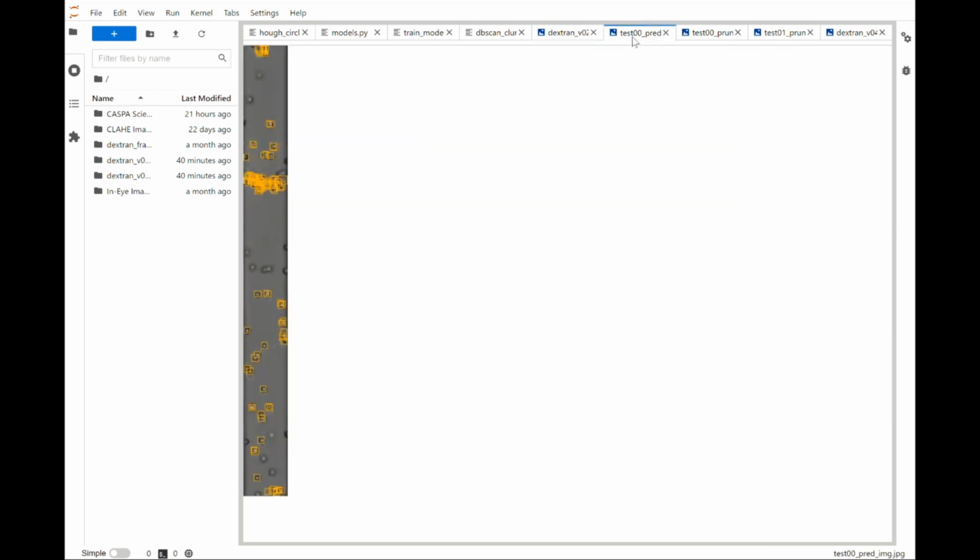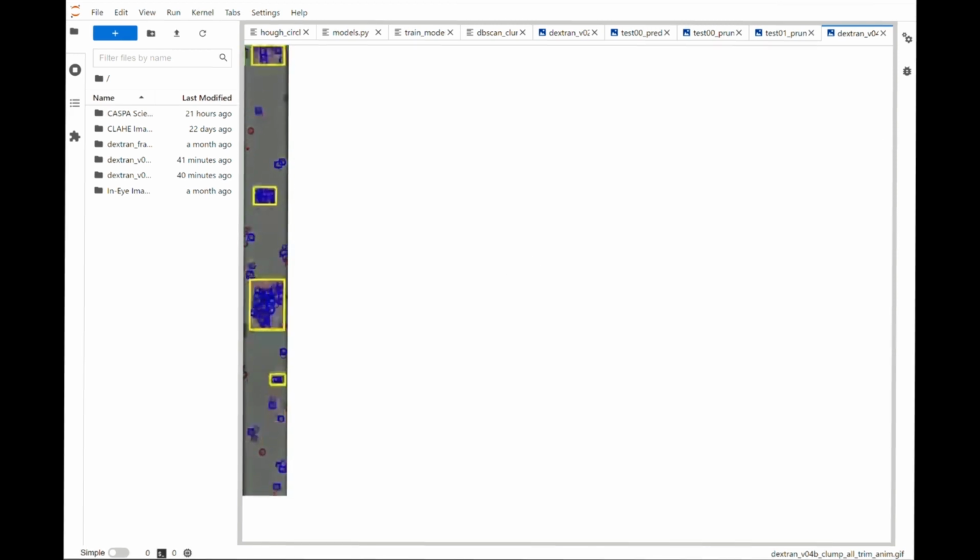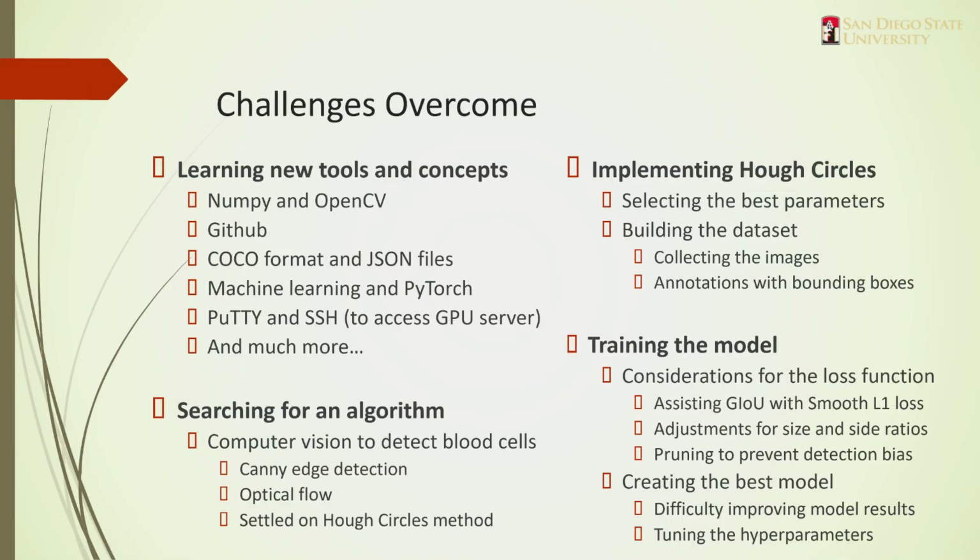Next, here are 3 images showing the gradual improvement of my model. As can be seen, the last one is much better than the first, as I refined and fine-tuned the model. And this is the final clump detection, showing highly successful results. Now, back to my presentation. Okay, that is the end of the video.